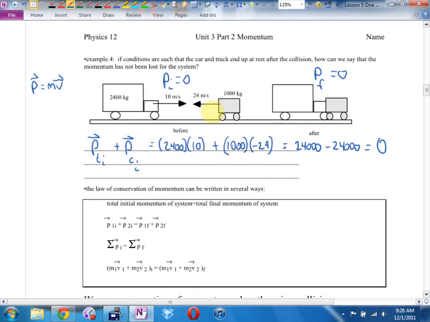Running backs, small mass usually, big velocity, yes? So how can we stop them? Tell me your typical defensive linemen. Do they have a very big velocity? Can they get going very fast? So what do we do instead?